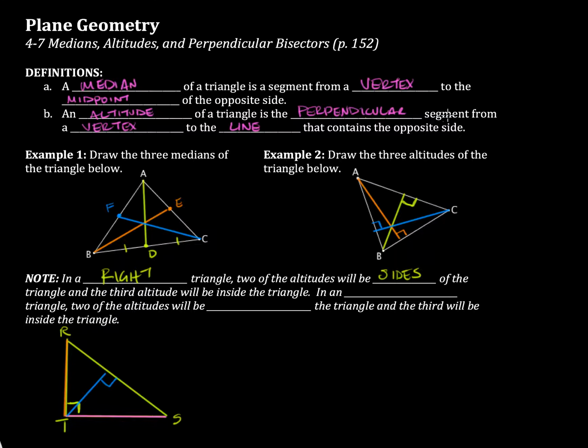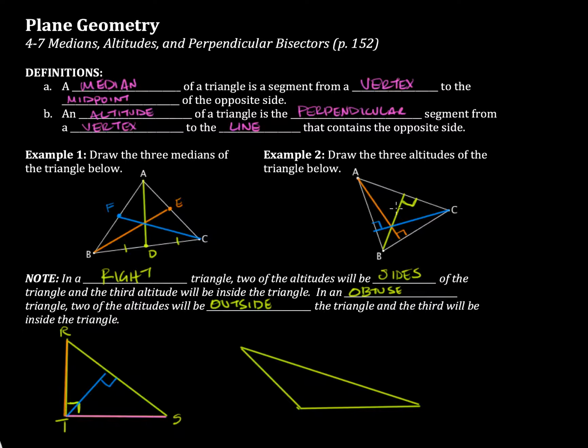Now, in an obtuse triangle, so let's draw one of those real quick. I'm going to make an obtuse angle, because that's what makes an obtuse triangle. It has an obtuse angle. So there we have what looks to be an obtuse triangle. Two of the altitudes are actually going to end up being outside the triangle.